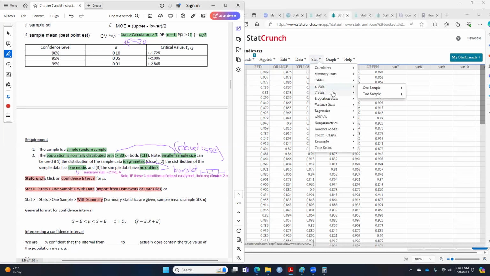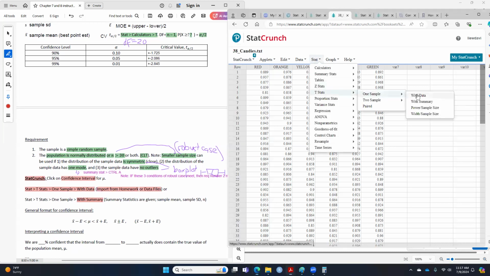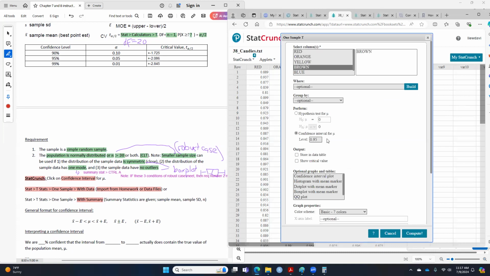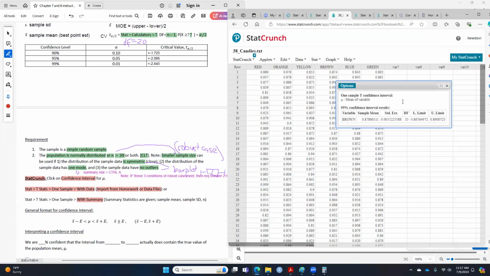You go to Stat, T-stats, one sample with data, and you just click on the brown color one. Let's say you want to find a 95% confidence interval, and you hit compute. This is a 95% confidence interval for the brown color weight, which is between 0.867 to 0.89 gram. Okay, this only happens when the question gives us a data set.